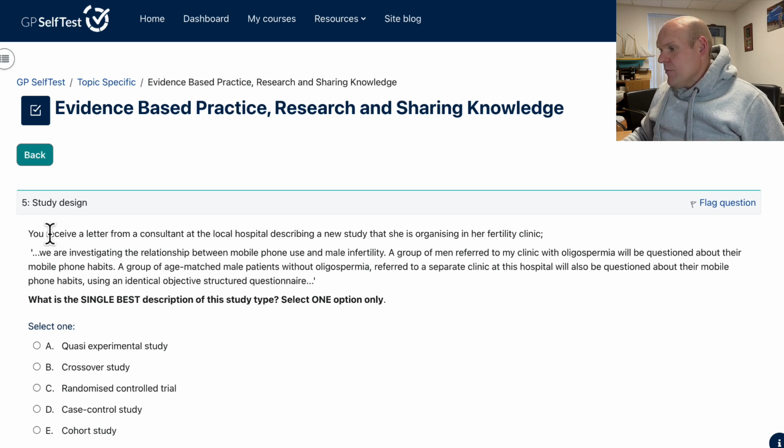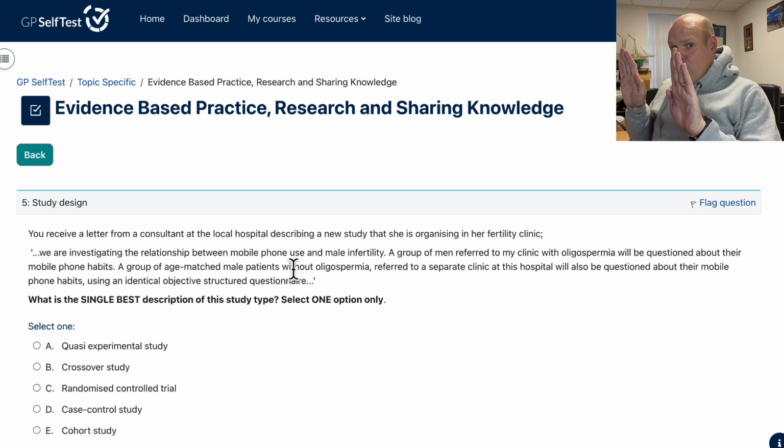You receive a letter from a consultant at a local hospital describing a new study that she's organised in a fertility clinic. We're investigating the relationship between mobile phone use and male infertility. A group of men referred to my clinic with no sperm will be questioned about their mobile phone habits. A group of age-matched patients with sperm, referred to a separate clinic, will also be questioned about their mobile phone habits using an identical structured questionnaire. What's the single best description of the study type? Right, fine. So we've got 2 groups using retrospective data.